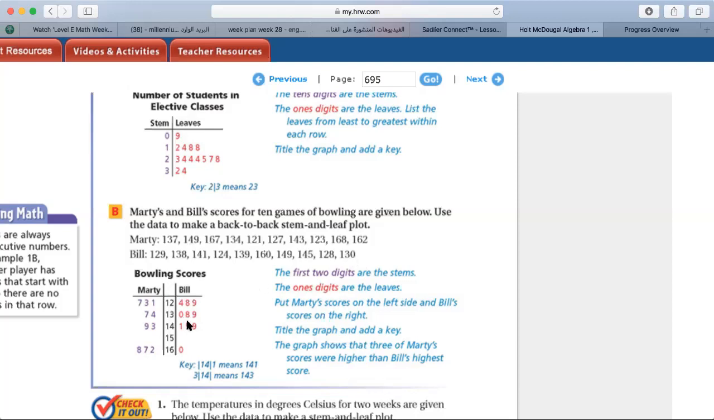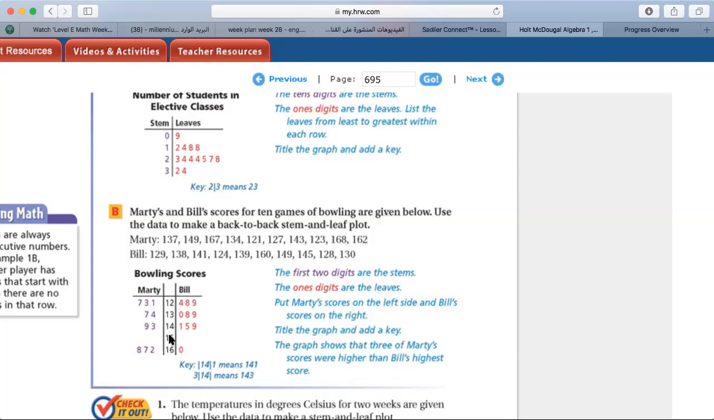I have 138, I will put 8, and 139, and I will put 9. It is exactly the same as the previous example, but the difference is that I have 3 digits. No problem. I put the last digit here, and whatever the number of the rest of the digits that I have, I will put in the stem.